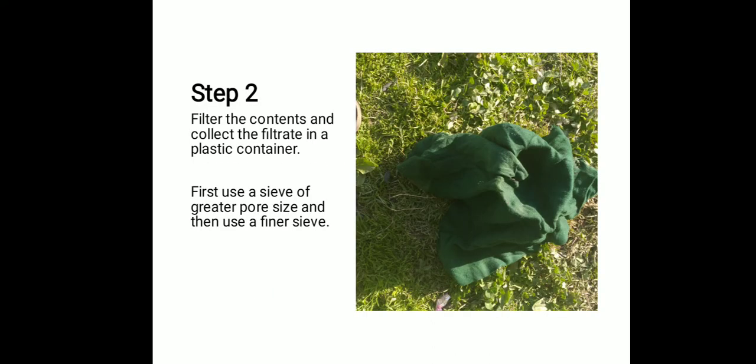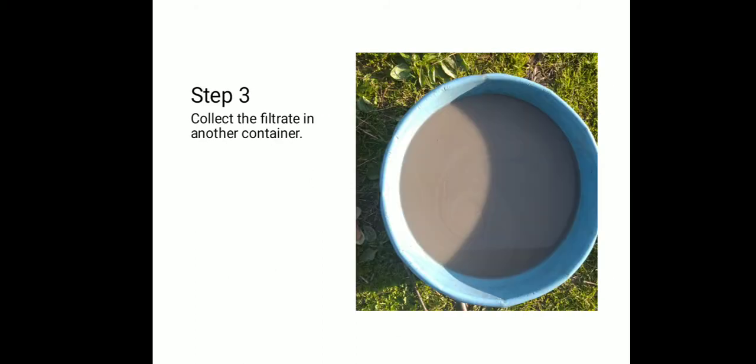After the first step, we need to filter the mixture of water and wood ash, and this is done using a cloth. And first we must use a sieve of greater pore size, so that very large particles are separated out, and then we can use a sieve of lesser pore size, so that smaller, suspended particles are separated out. After this step, we have to collect the filtrate in another container. The whole of the filtrate should be collected in this container. You can see that this container still contains suspended material, and it is better to keep this for a while, so that the suspended material settles down, and later on the lye solution can be decanted.